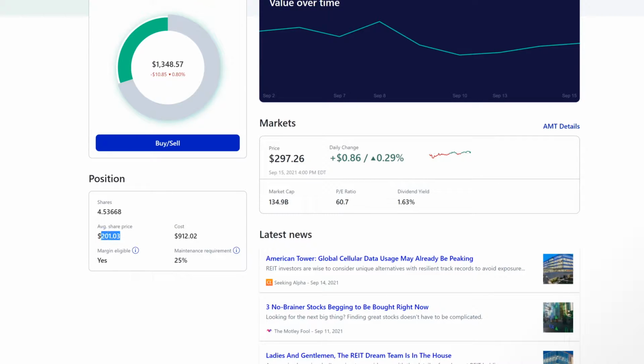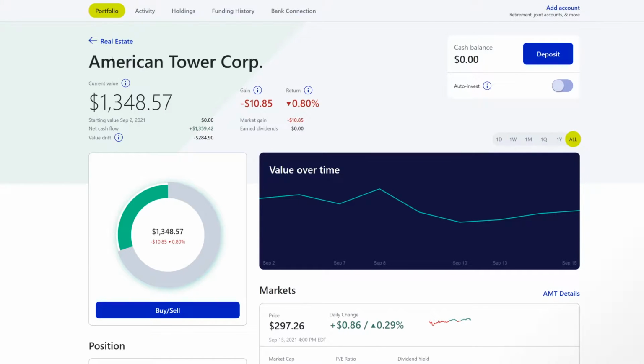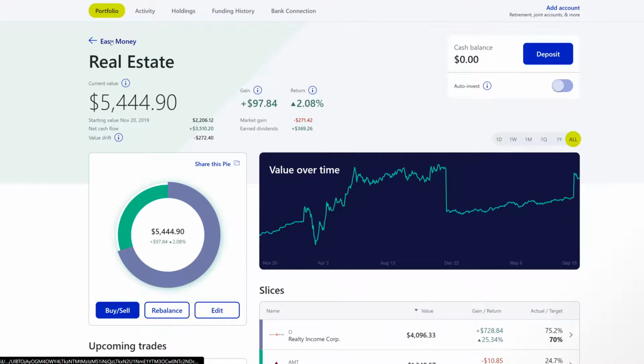So my average cost, you'll see, is $201.03. The current price is trading around $297, and I got to keep the majority of my shares. I did have to sell maybe about $5 or so when I completed this process, but it got reinvested into a different company, and I'll show you guys that process.